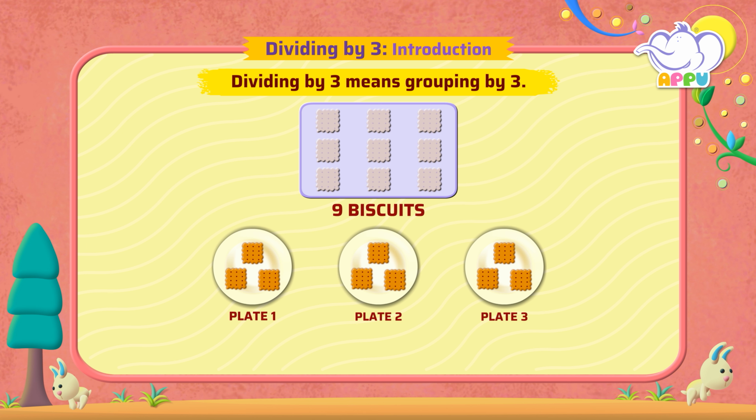We can also divide 9 biscuits in 3 plates, as 9 divided by 3 equals 3. The answer is 3. Good going!